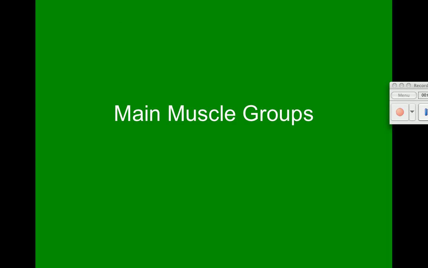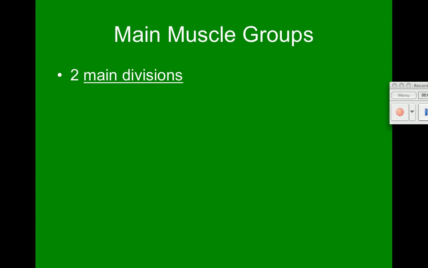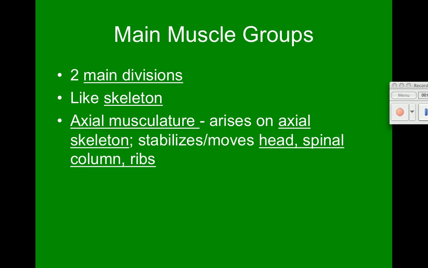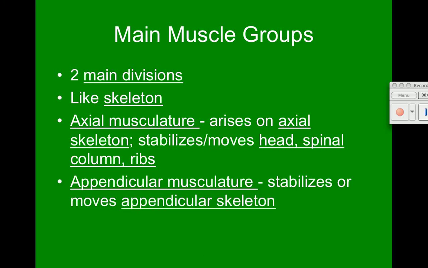Now let's just talk briefly about the main muscle groups. We have 2 main divisions of our muscle groups, and it's just like the skeleton. We have the axial musculature, which arise on the axial skeleton, and they are responsible for moving the head, spinal column, and ribs. And we have the appendicular musculature, which stabilizes or moves the appendicular skeleton. Now we have subgroups of each, and that's what we're going to talk about, and that's as far into detail as we're going to go.